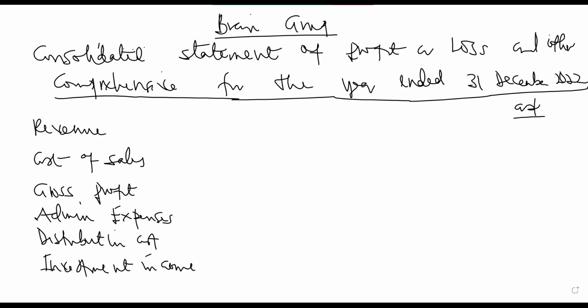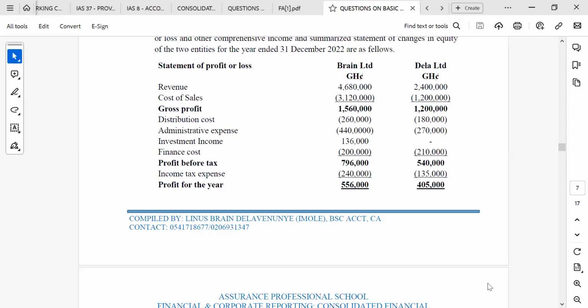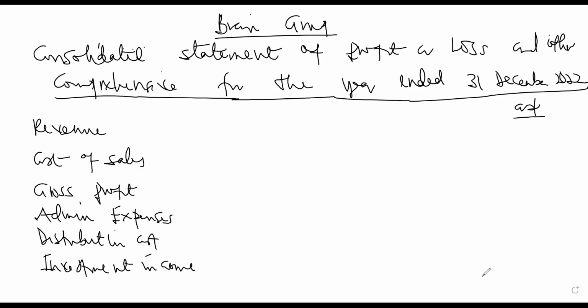Investment income, what again? We have the finance cost. Please, you can bring the share of associate profit. If there is no associate, you can just put 0 over there.